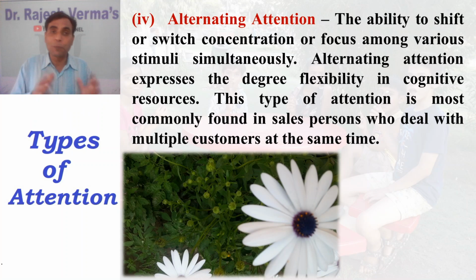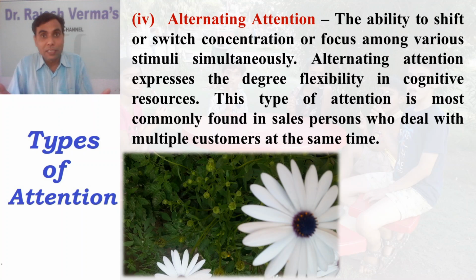Alternating attention expresses the degree of flexibility in cognitive resources. So it's a very important thing here. We can say that your cognitive resources or cognitive faculties are flexible enough because they shift from one stimulus to another stimulus at a rapid rate and they adjust to that.